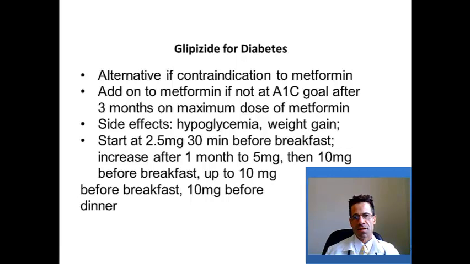The dose of glipizide is 2.5 milligrams. It should be given 30 minutes before breakfast. It can be increased over the next few weeks or after a month to 5 milligrams 30 minutes before breakfast, and then to 10 milligrams 30 minutes before breakfast, with a maximum dose of actually 40 milligrams a day, but I'm not sure that there's much benefit at that high of a dose compared to 10 milligrams in the morning and 10 milligrams at night before dinner, which is a commonly accepted maximum dose, 10 milligrams BID before breakfast and before dinner.